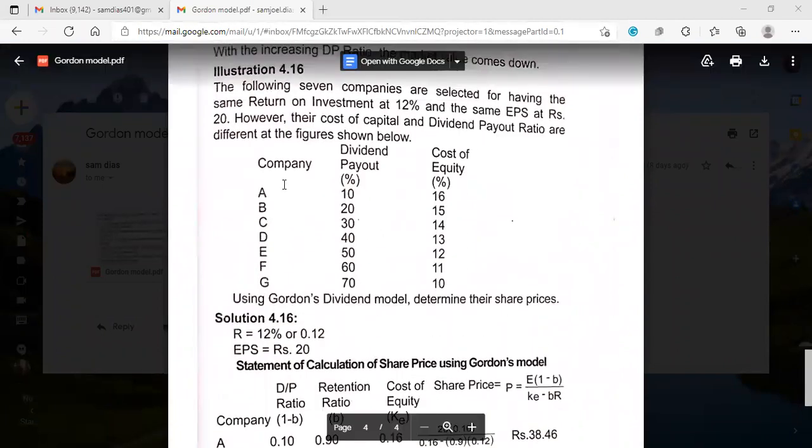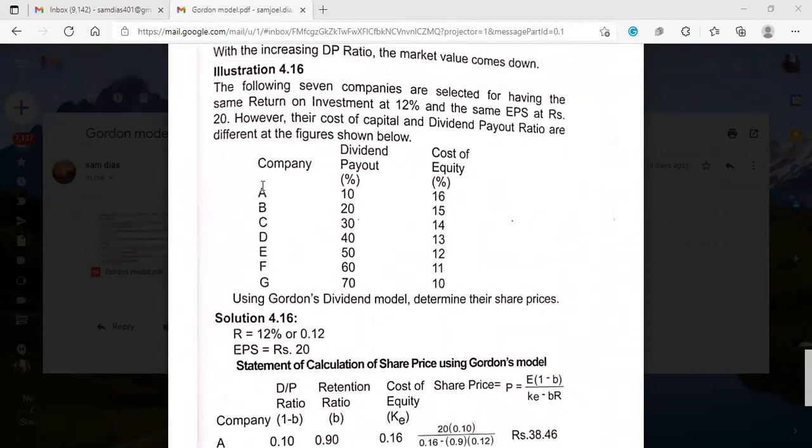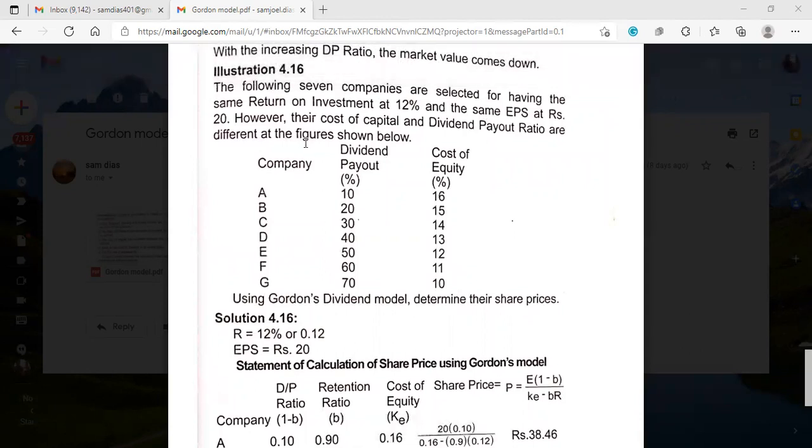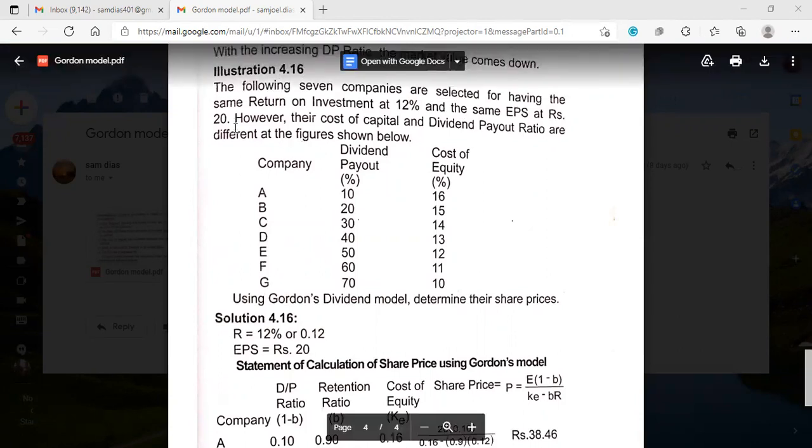Okay. Now the problem is like this. The following 7 companies are selected for having the same return on investment at 12%. That means all the 7 companies have the same R value. R stands for return on investment, at the rate of 12%. And EPS is also the same for all the 7 companies. 12% would be the R and E would be 20 for all the companies. However, their cost of capital and dividend payout ratio are different, at the figures shown below.